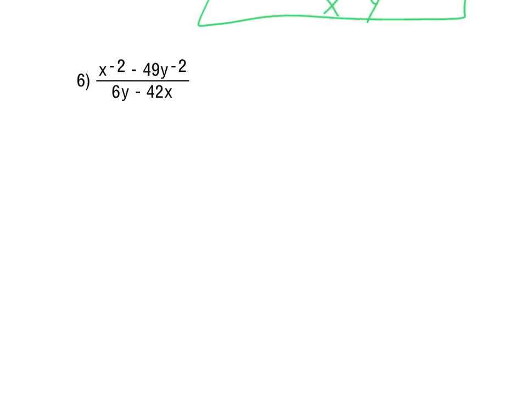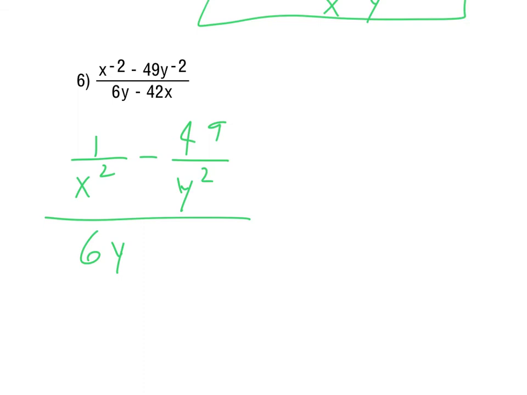Alright, and then the last one we'll do here, number 6. Again, starting with writing this with positive exponents. So 1 over x squared. Again, the tricky thing with the 49 there is the 49 stays on top, because the 49 does not have that negative exponent. We got the 6y minus the 42x. Notice with that 6y minus 42x, maybe I'll just do this now, because I can factor a 6 out of that. If I factor the 6 out, I get y minus 7x. So important that we take a look at that.